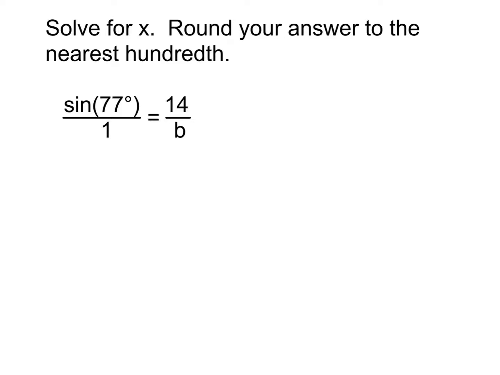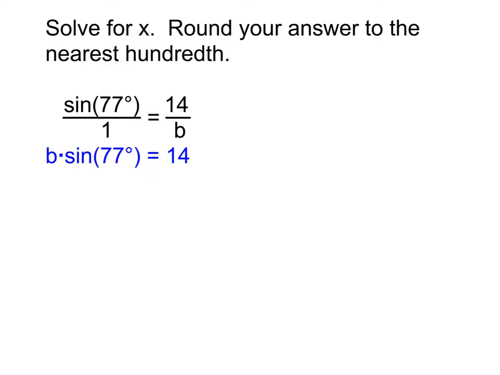So again, I'm going to start the same way. I'm going to start by cross multiplying. So I'm going to do the 1 times 14. Of course, that's going to be 14. But then I'm going to have to do b times sine 77. Now, when we do b times sine 77, that just leaves us with b times sine of 77. There's not really anything else I can do to that. Now, in the last problem, after I cross multiplied, it was nice and smooth. All I had to do is the calculation. In this case, I got to do some extra steps.